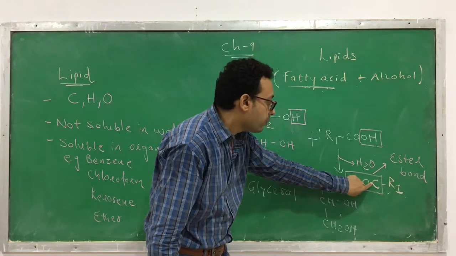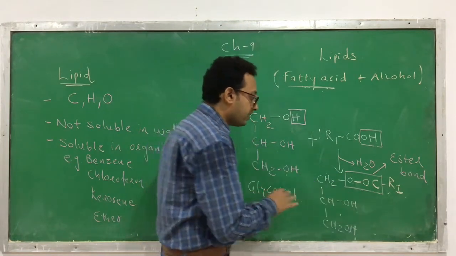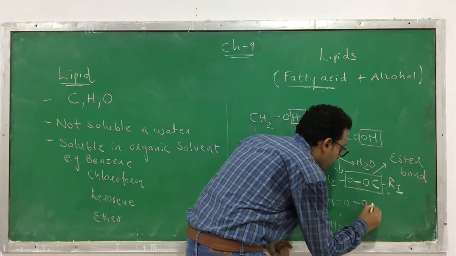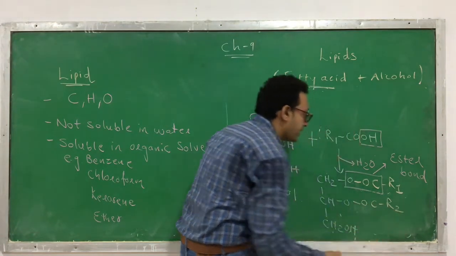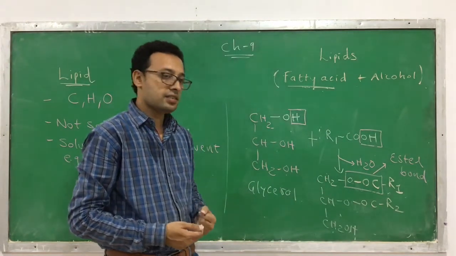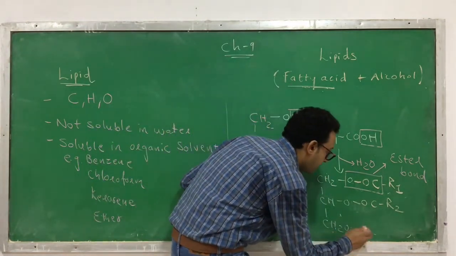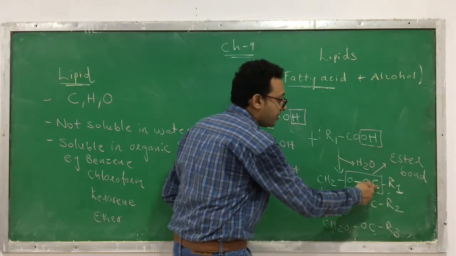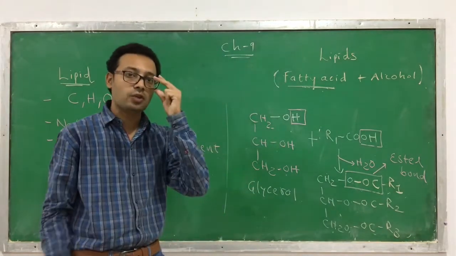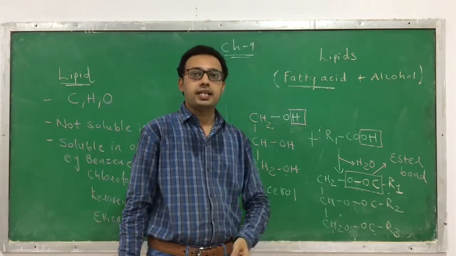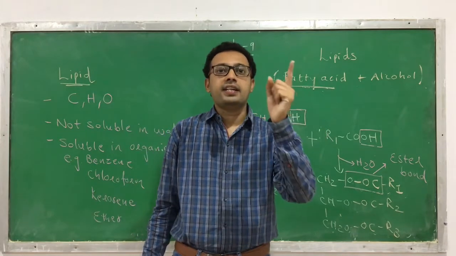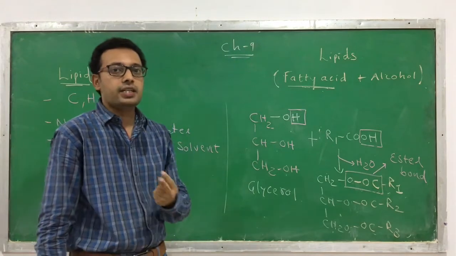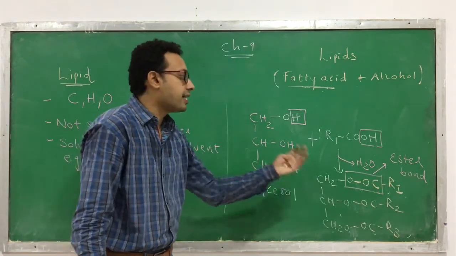If two, one is over here, the second is over here, like this, OCR2, then this is called a diglyceride. If a third is attached, OCR3, you can say three fatty acids are attached to one glycerol molecule. This is called a triglyceride. One fatty acid is a monoglyceride, two fatty acids is a diglyceride, three fatty acids is a triglyceride.